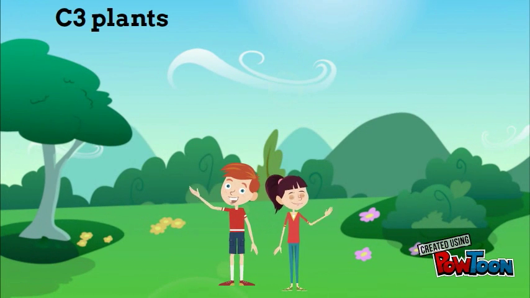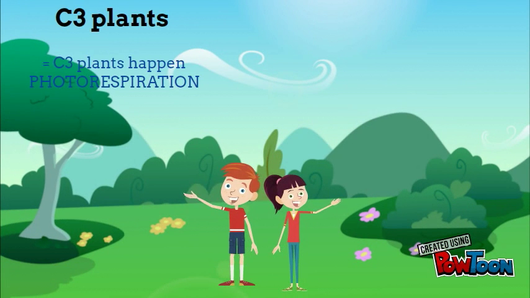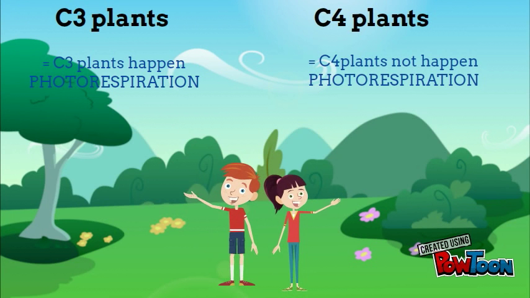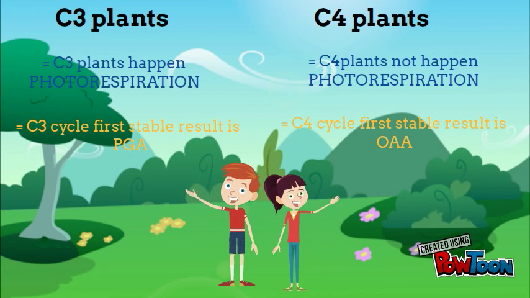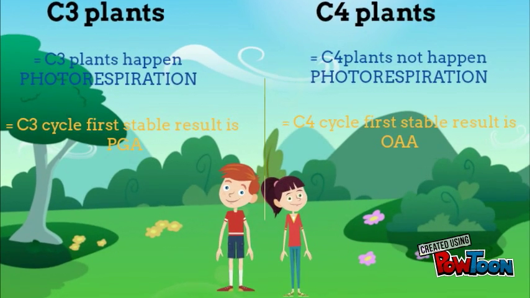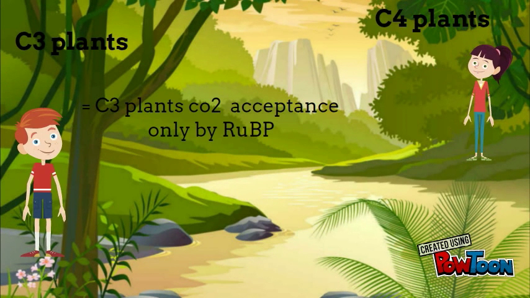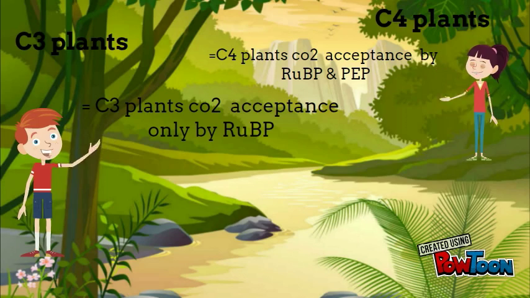In C3 plants photorespiration happens. In C4 plants photorespiration does not happen. In the C3 cycle the first stable result is PGA. In C4 plants the first stable result is oxaloacetic acid. In C3 plants CO2 acceptance is only by RuBP. In C4 plants CO2 acceptors are RuBP and PEP.